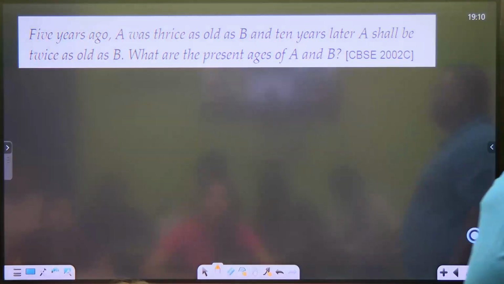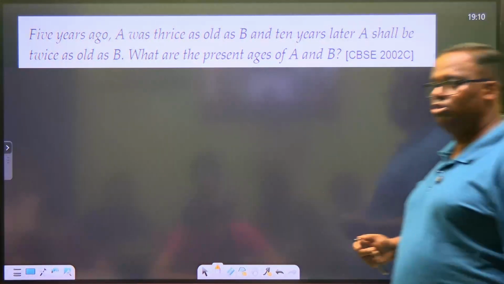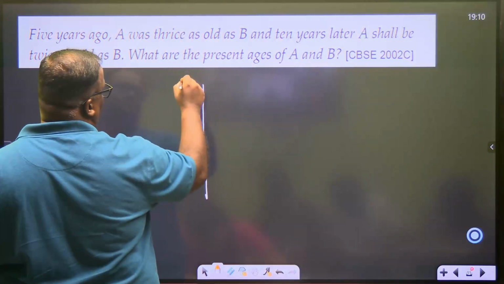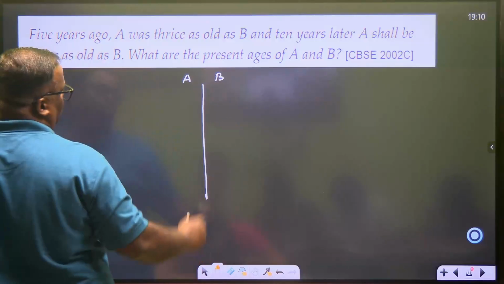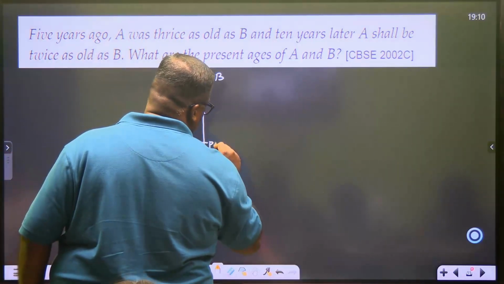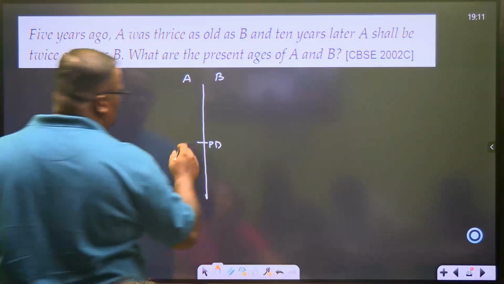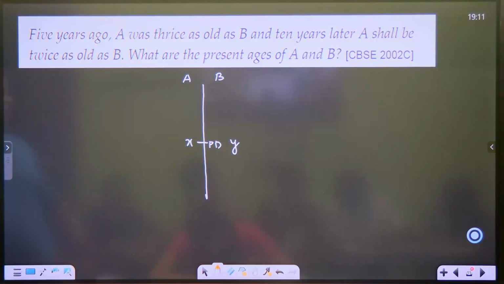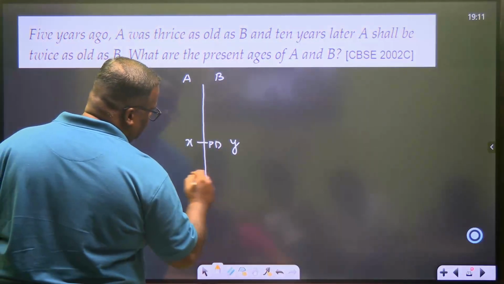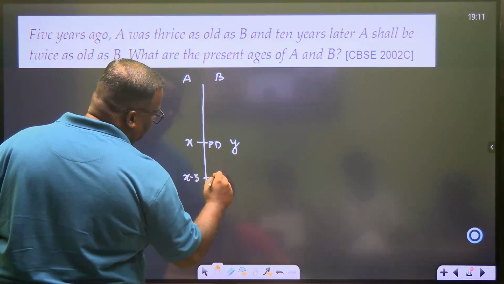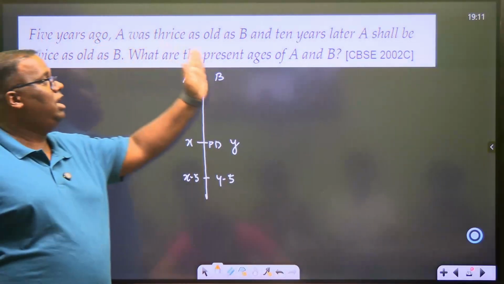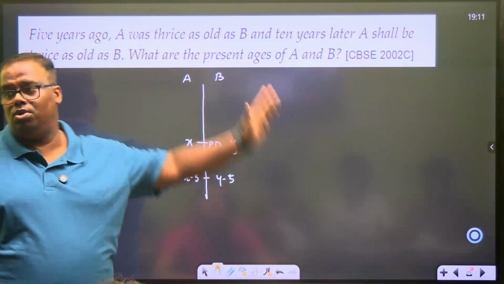Next. Age problem. Whenever we do an age problem, what should we make? Bamboo. First bamboo. And in this story, it is all about A and B. So always make one line which is your PD, present day. In present day, put the ages. A is x and B is y. Now the story starts. 5 years ago. So 5 years ago, automatically we should have x minus 5, y minus 5. Agreed or not? But it says 5 years ago, A was thrice as old as B.